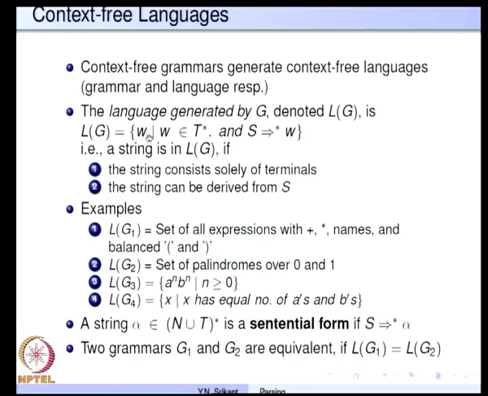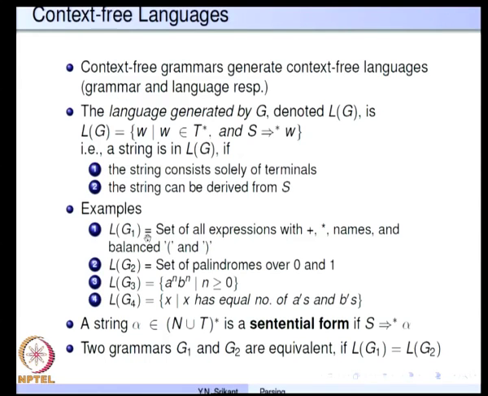So, all those strings which can be derived from the start symbol and belong to the terminal string set star, that is the closure of the terminal string, is actually in the language L of G. So, this is how we define the language generated by a grammar.